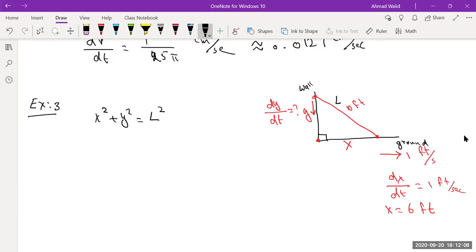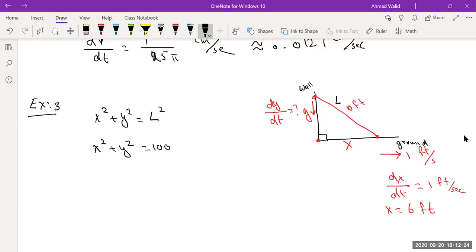That's the first formula that I'm thinking of. Correct? Now, this is my basic formula. L is given to me. I know how much L squared is. L squared will be 100. Then I can write x squared plus y squared equals 100.